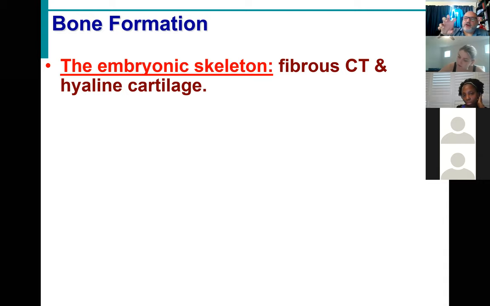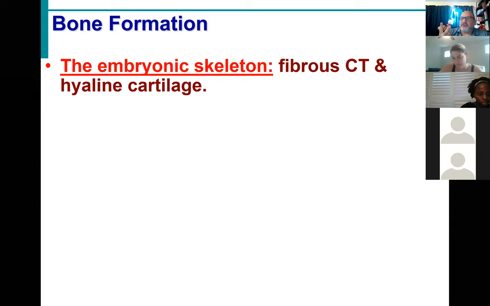As we mentioned, we start as that little bundle of cells, that zygote, that single cell that divides to become a cluster of cells, to become an embryo. And as an embryo, basically there is no bone tissue. Instead, it's got a lot of fibrous connective tissue and hyaline cartilage. And so our job as we're developing inside of mommy's belly is to convert that fibrous connective tissue and that hyaline cartilage into bone.